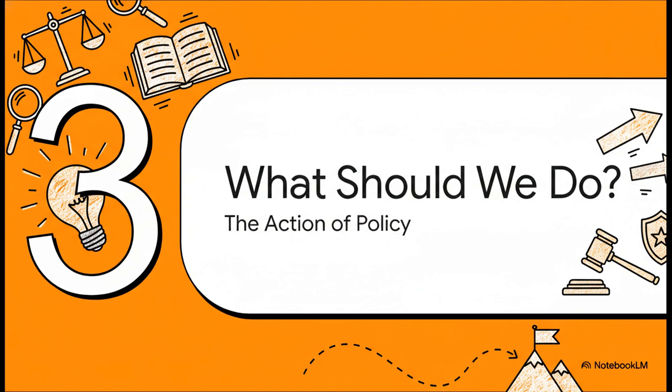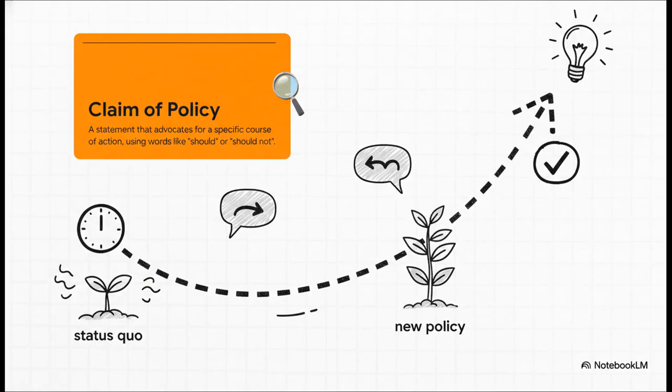And that brings us to the final and maybe most important type of claim, the claim of policy. A claim of policy is always about the future. It's always arguing for some kind of change from how things are right now, from the status quo. That's why you always hear those key words like should or ought to or must. You wouldn't argue that people should keep breathing air. That's already happening. You argue for something new.